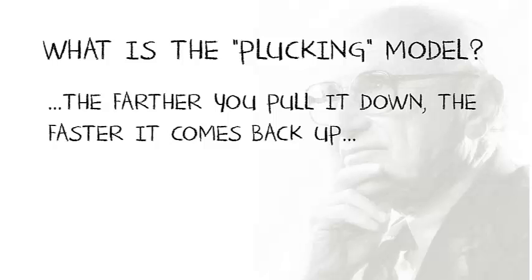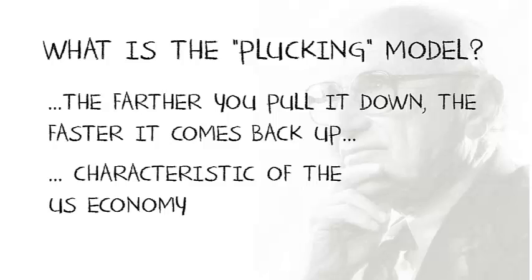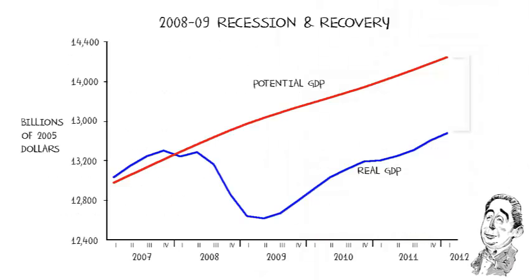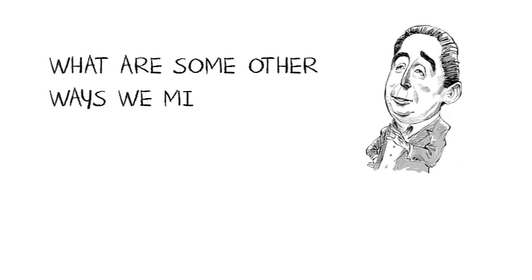And so he called it the Plucking Model and thought that was a characteristic of the U.S. economy, and he studied it. And I guess in some of the recessions since then, the Plucking Model continued, except now, this most recent one, it's the aberration. Okay, so we've talked about the gap between potential GDP and real GDP. What are some other ways we might take a look at this recovery?